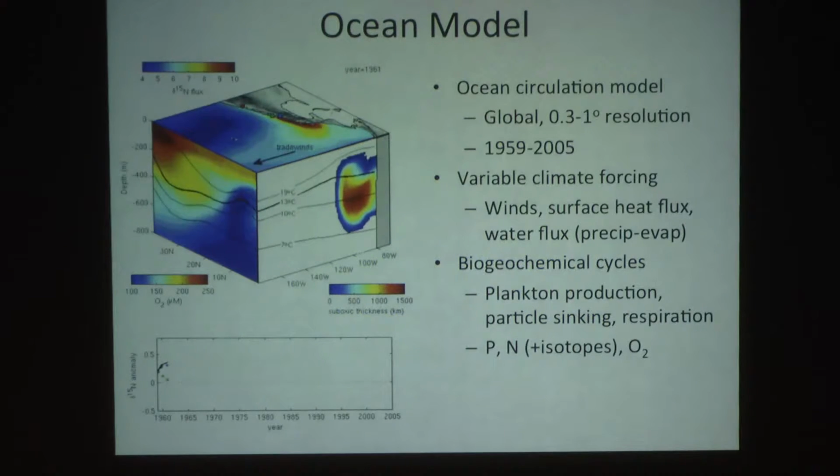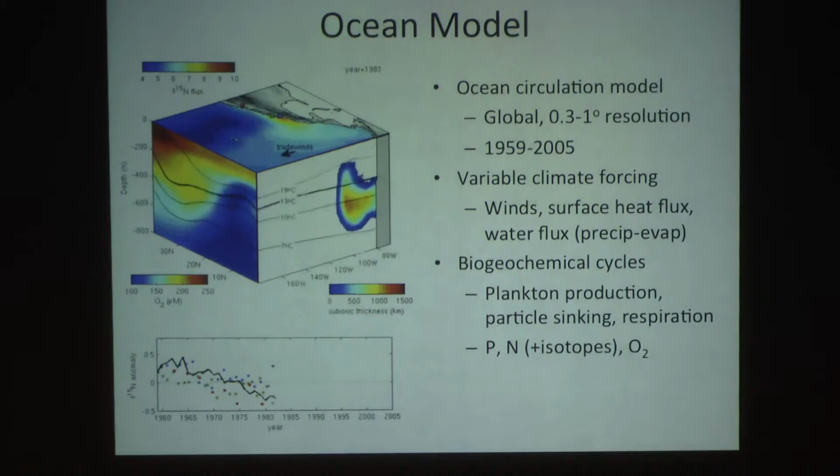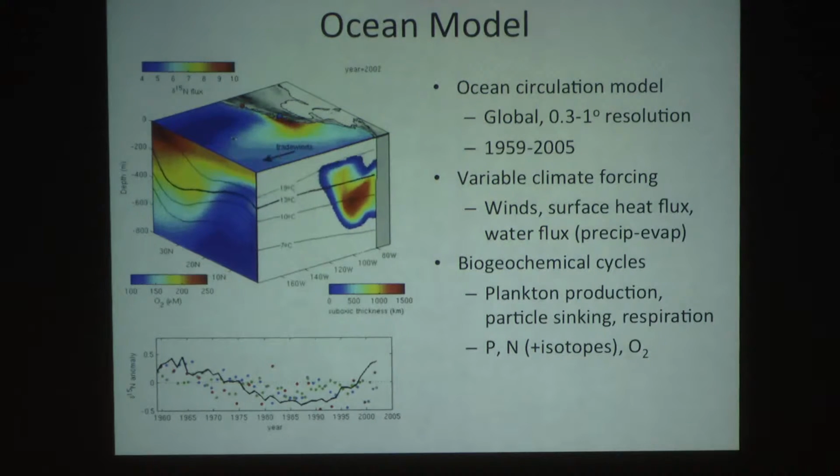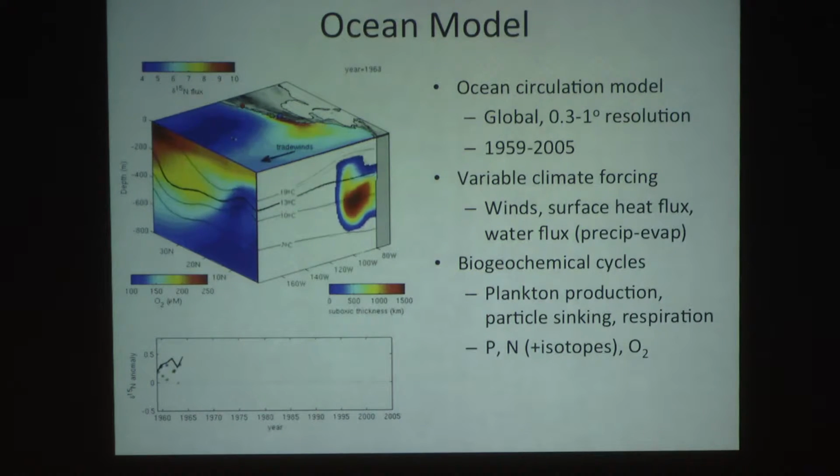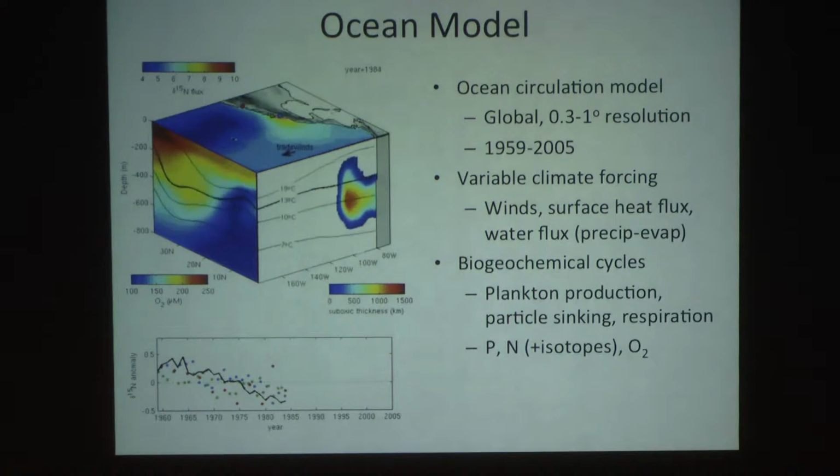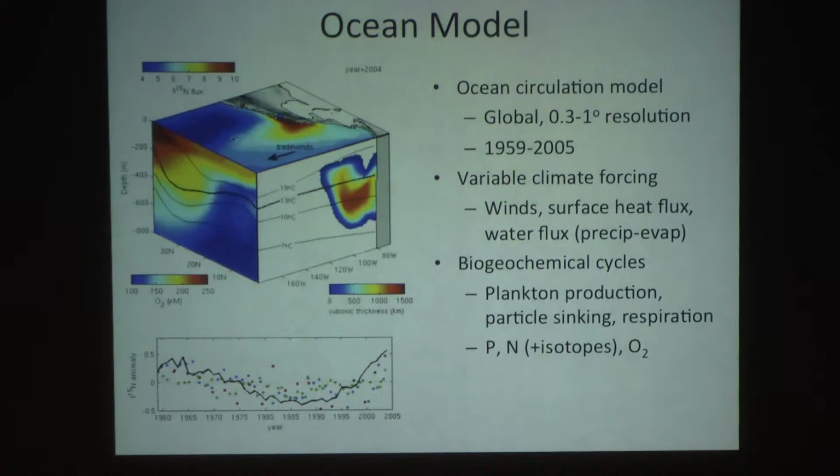All right, so to define what I mean by a model, it's a global model of the oceanic general circulation with a simple ecosystem embedded in it and biogeochemistry, most notably for the nitrogen cycle.